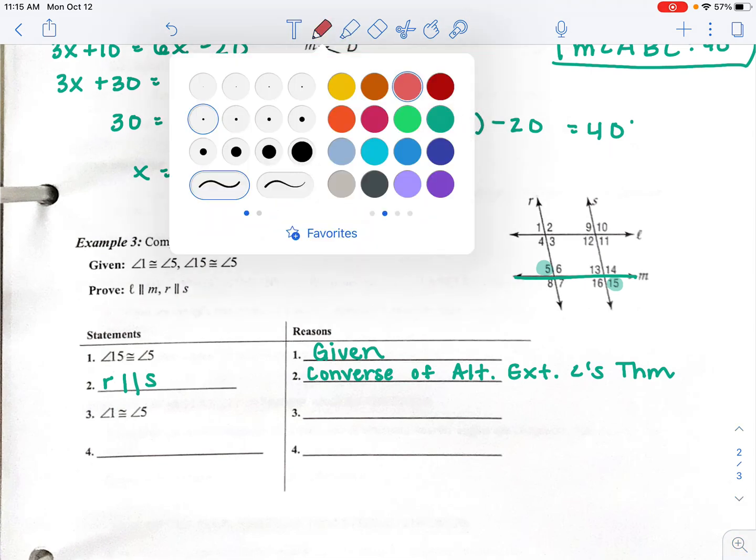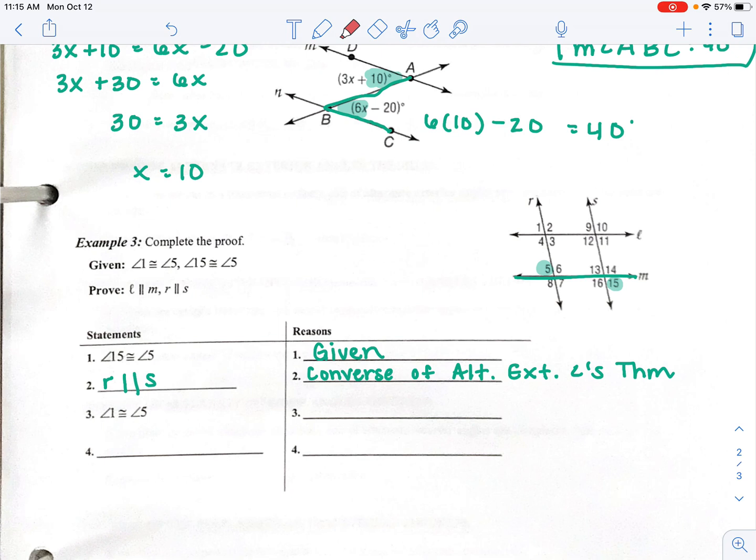All right, the next one, let me change my colors here. The next one says 1 is congruent to 5. So angle 1 is congruent to angle 5. Now for me, those both look like they're on line R there. It looks like R is going through two lines. It's going through L and M. Oh, this is going to be given. So I'd say that L is parallel to M.